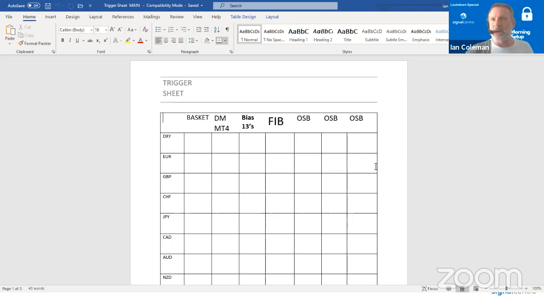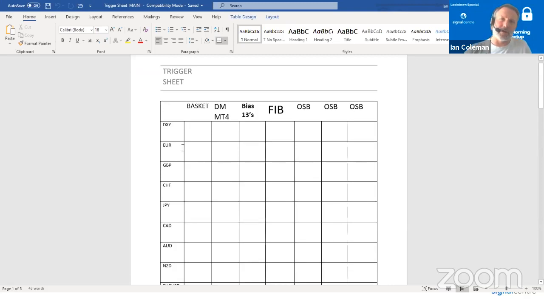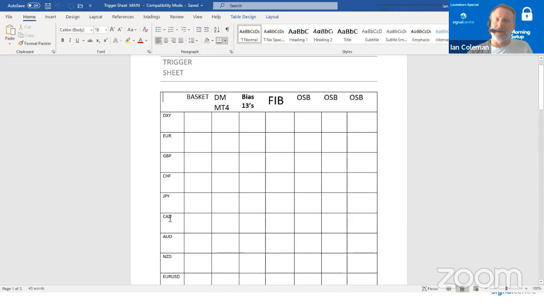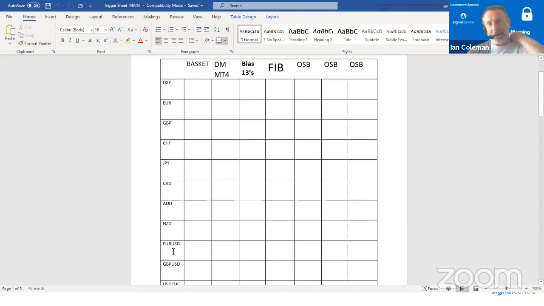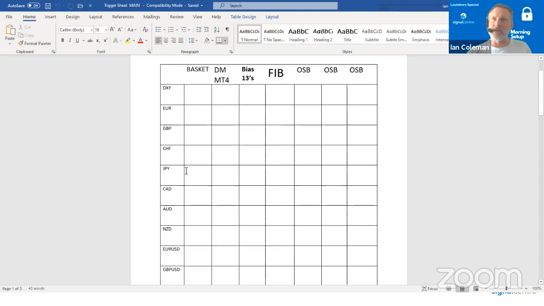webinar, if you like. So here at the start of my trigger sheet, and I only look at currencies, is my basket. So I've got yen, the dollar index, euro, sterling, Swiss, Canadian dollar, Aussie dollar, New Zealand dollar, and then I get into my currency pairs. So this is basically where I start my day, and hopefully over here is where I end my day with obviously my live trade. So I'm looking at the baskets first.